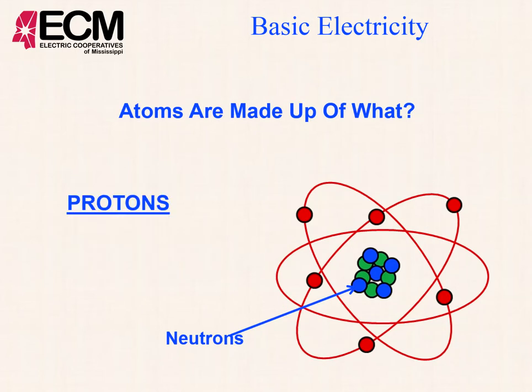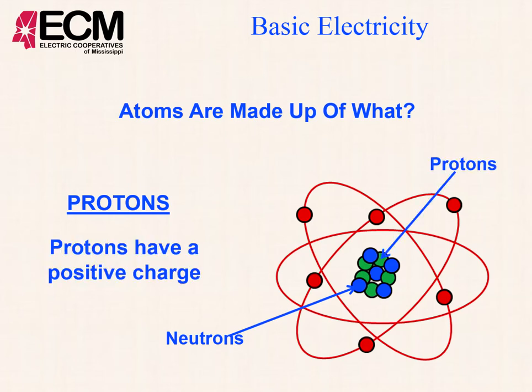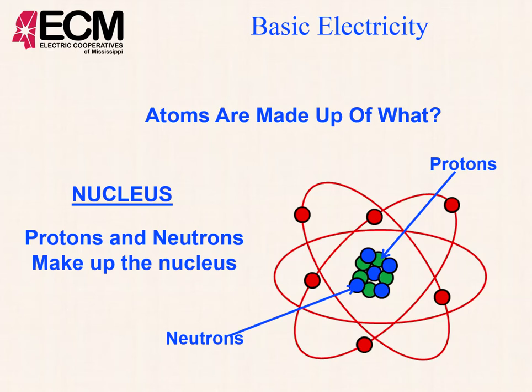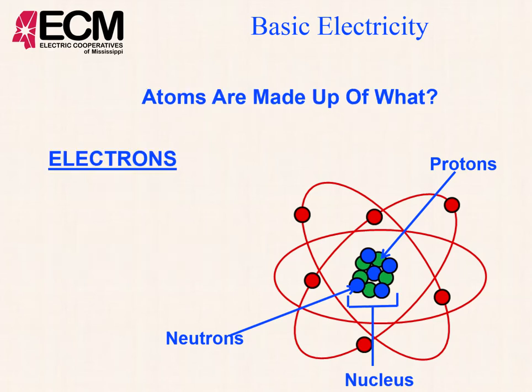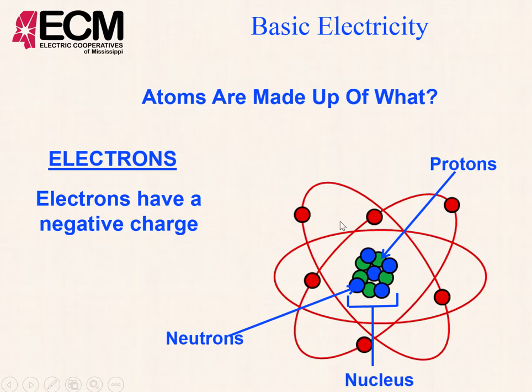Also, we have inside the nucleus protons. Protons have a positive charge. They're a little bit lighter, and they're there in the nucleus with the neutrons, okay? And then also on the outer orbits out here, we have what we call electrons. Now, electrons have a negative charge. We have positive charge and neutral charge protons and neutrons inside the nucleus. And on the outer orbits, orbiting around the nucleus, we have electrons, and they are negatively charged.